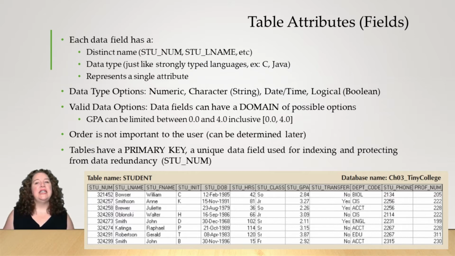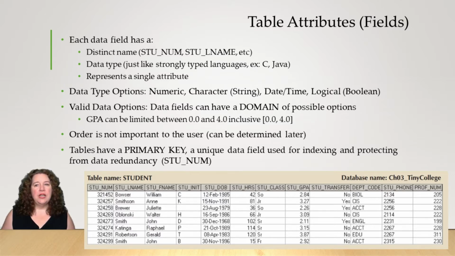And again, each data field is going to represent a single attribute. You want to try to avoid multiple attributes, multiple pieces of information in the same data field, kind of like the way we did the address, city, state, zip, all in the same field. You want to try to avoid that because you want to only have a single piece of information in each data field. It allows querying much easier.